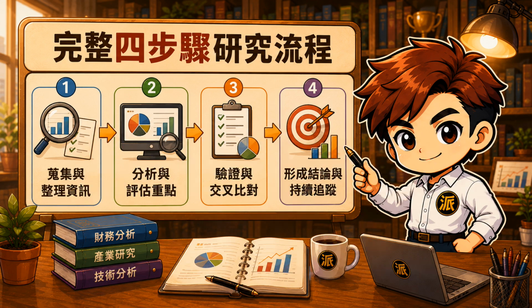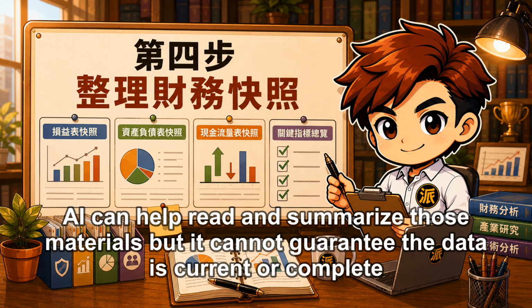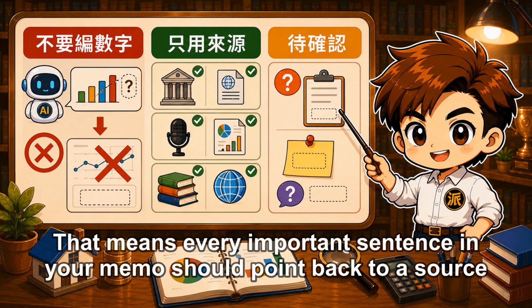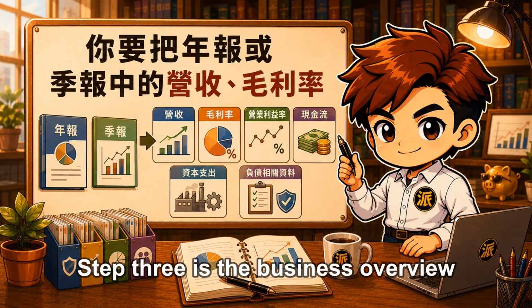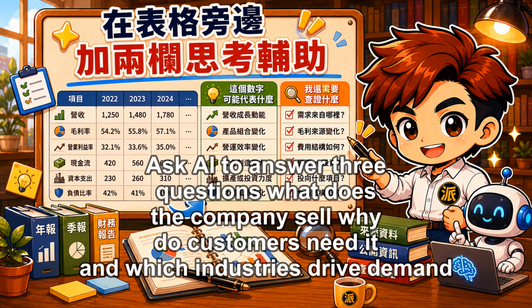Step 2 is to prepare the source list. For a TSMC 2330 demonstration, start with investor relations, annual reports, quarterly results, earnings materials, MOPS or TWSE disclosures, and then add reputable news only as supporting context. AI can help read and summarize those materials, but it cannot guarantee the data is current or complete. That means every important sentence in your memo should point back to a source.